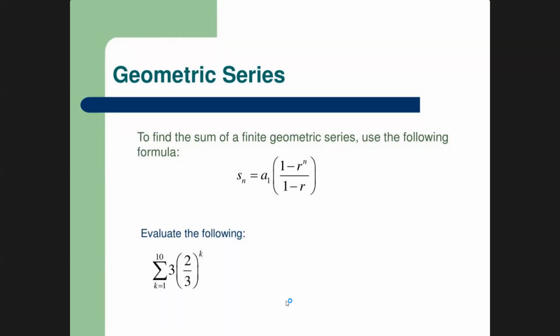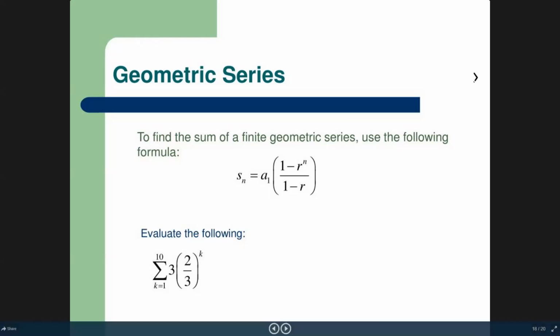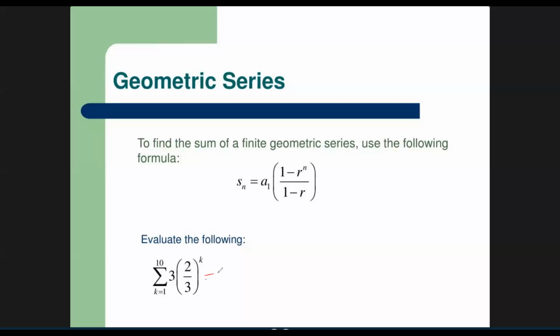Let's just write out some of the terms. I want you to help me. So what would be the first term? 3 bracket 2 over 3. That's all? What would be the second one? 4 over 9. What would be the next one?